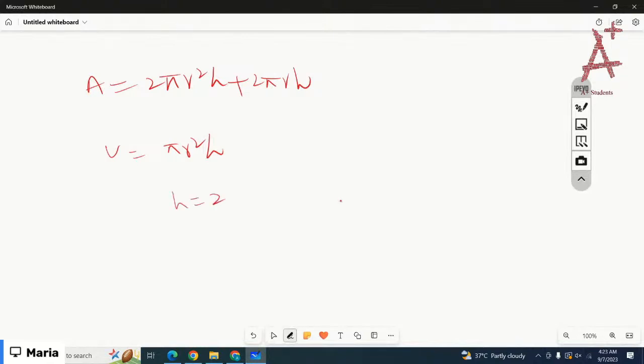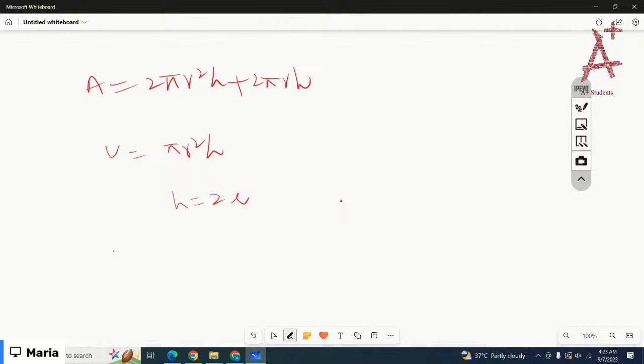So we need to find a formula for the surface area, right? And the volume of the cylinder. The surface area of this is 2 pi r squared plus 2 pi r h, and the volume is pi r squared h, right? Okay, so we know that the cylinder with maximum volume for a given surface area has its height equal to its diameter, right? So that means h equals 2r.